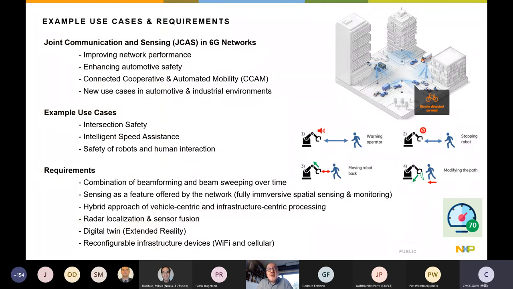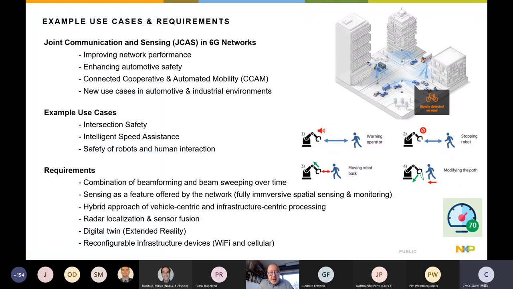Another one is intelligent speed assistance, so speed being adapted according to the environments in which you are driving. I think I already talked about adaptive cruise control, which is just one example, but there are many more cases where intelligent speed assistance is a must have. And then also, for example, on the industrial floor, where you have safety of robots and human interaction, a robot can detect if some person is coming too close and can automatically take corrective action so that the person is not hurt by the movements of the robots.